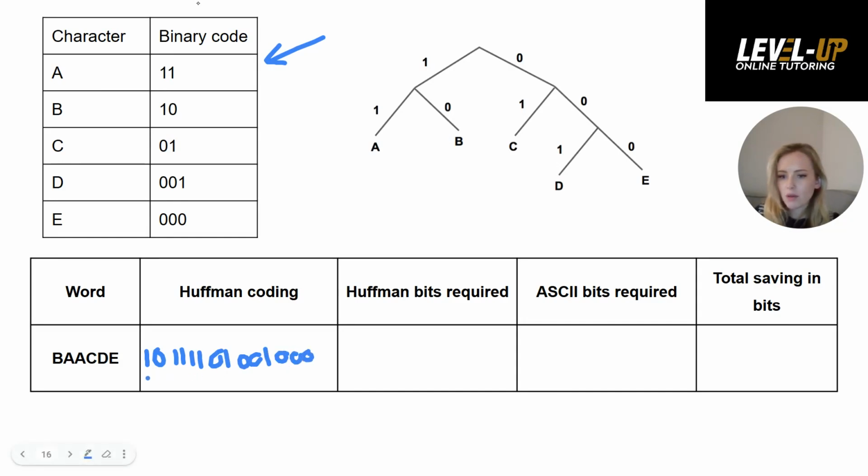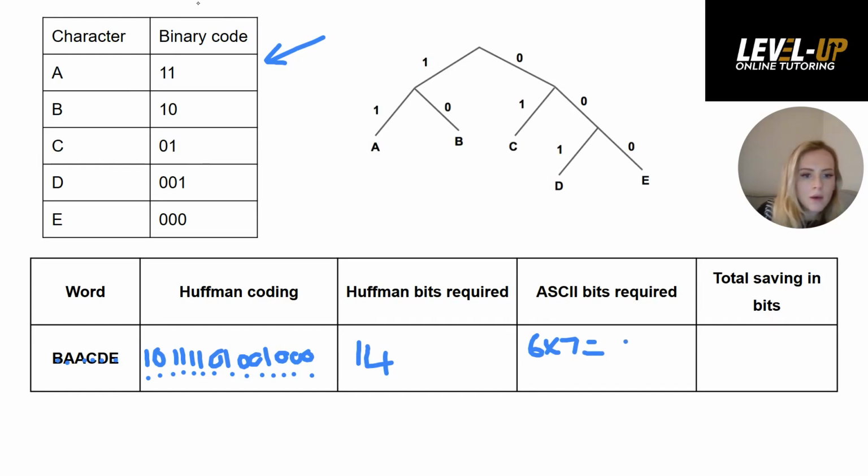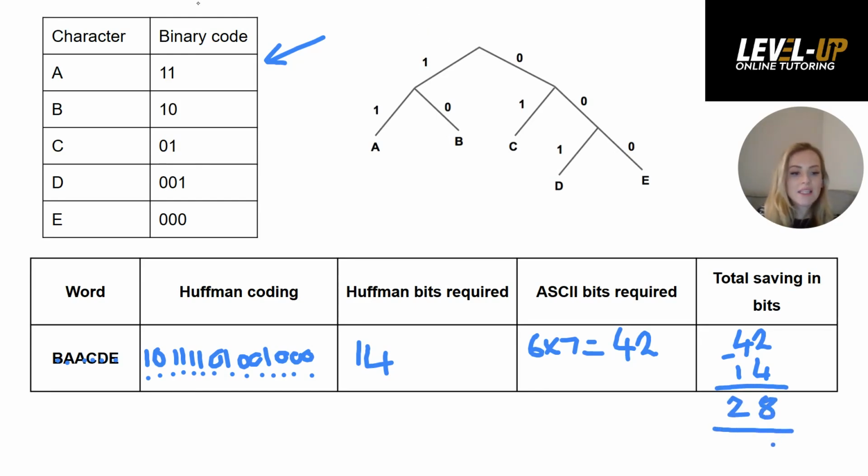How many bits is required? 1, 2, 3, 4, 5, 6, 7, 8, 9, 10, 11, 12, 13, 14 bits. The amount of ASCII bits required are, well, there is 1, 2, 3, 4, 5, 6. 6 times 7 is 42 bits required in ASCII. The total saving in bits using Huffman encoding, we're going to take 14 away from 42, is 28. So we have saved 28 bits just by using Huffman encoding.